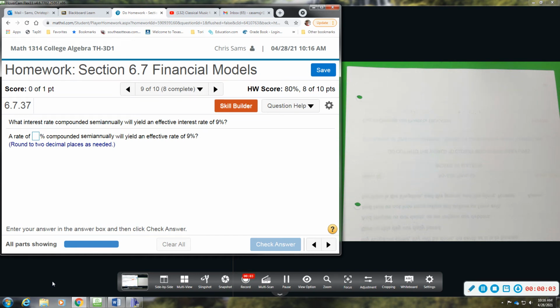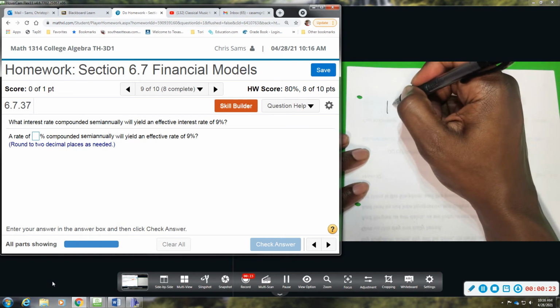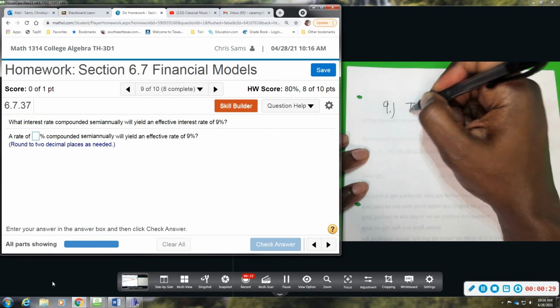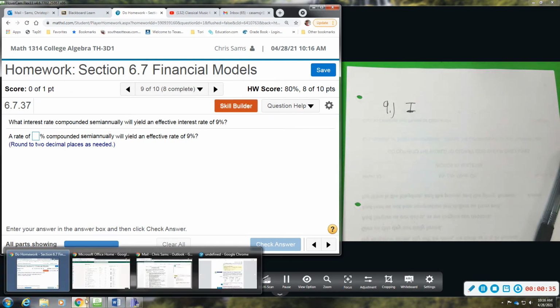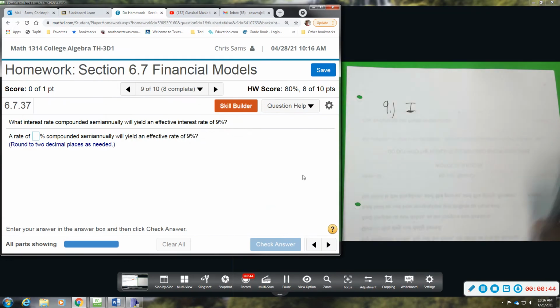All right, number 9, we want to know what interest rate we would need, compounded semi-annually, to give us an effective interest rate of 9%. So we're using the effective interest rate formula. RE is the term they use for effective interest rate. So use RE.